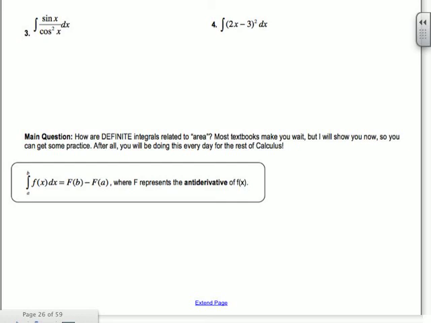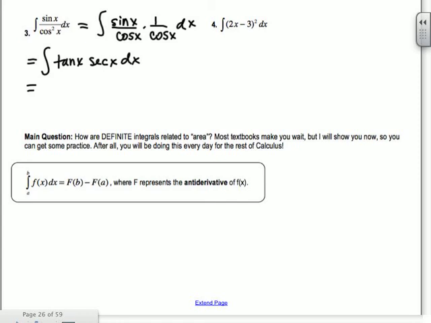So think about secant, cosecant, cotangent, tangent. What do we have? Okay, let's break it up. Let's think of it as sine over cosine times 1/cosine, and let's see if that gets us anywhere. What's sine over cosine? Tangent. What's 1/cosine? Secant. So this is secant tangent.